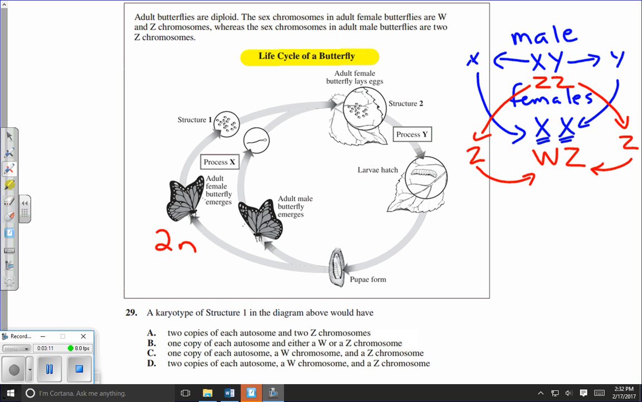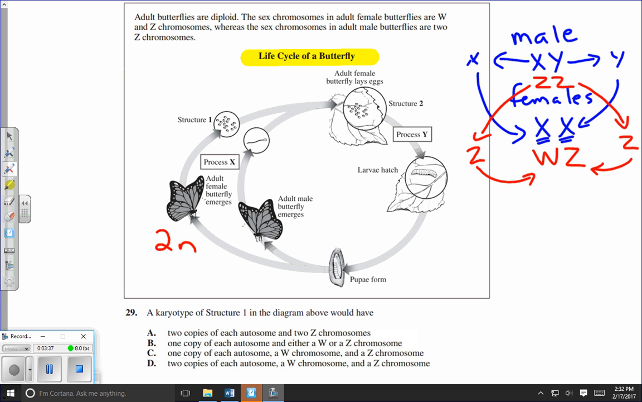All right, so there's that wrinkle. That's the first wrinkle here that makes this a tough question. Another one is, well, they've given us a life cycle, but they haven't told us what process X and process Y, structure 2, they haven't labeled any of that. So we're going to need to know that in order to answer our question, because our question down here is talking about a karyotype, yet another concept in this question. A karyotype of structure 1 in the diagram would have.